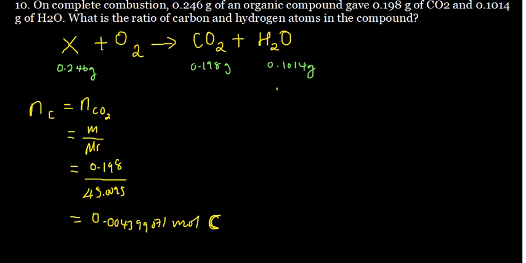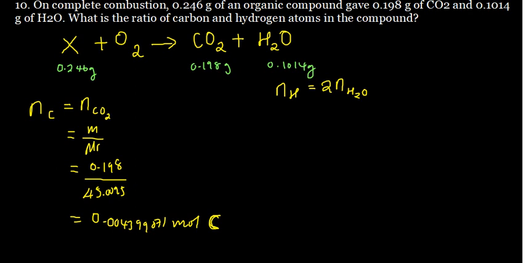Let's also determine the number of moles of hydrogen, which is on the product side. Now, the only hydrogen we can see is in the water molecule. For one water molecule, how many hydrogens do we have? We have got two hydrogens for one water molecule. So what we are going to say is that the number of moles of hydrogen is equal to 2 times the number of moles of water.